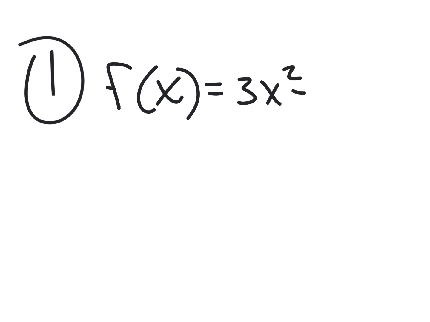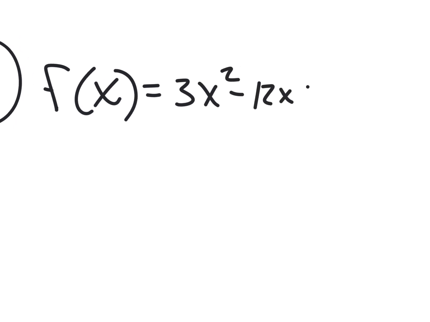EJ, would you read me the first problem? F of x equals 3x squared minus 12x plus 10. Okay, awesome. Now, what do they want to know? If they want the y-intercept, it's right there. That's super easy. But they probably want something more complicated, like the vertex.